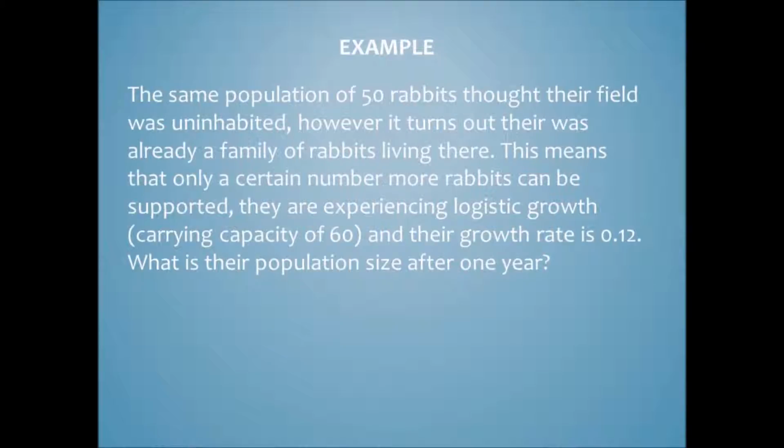And this means with the same growth rate, their population size after 1 year would be solved for by multiplying 0.12 times 50 times (60 minus 50) over 60, which is the carrying capacity part of this. That ends up resulting in 1 instead of 6. So instead of being 56 rabbits, it is now 51, which means that it will cap out at around 60.